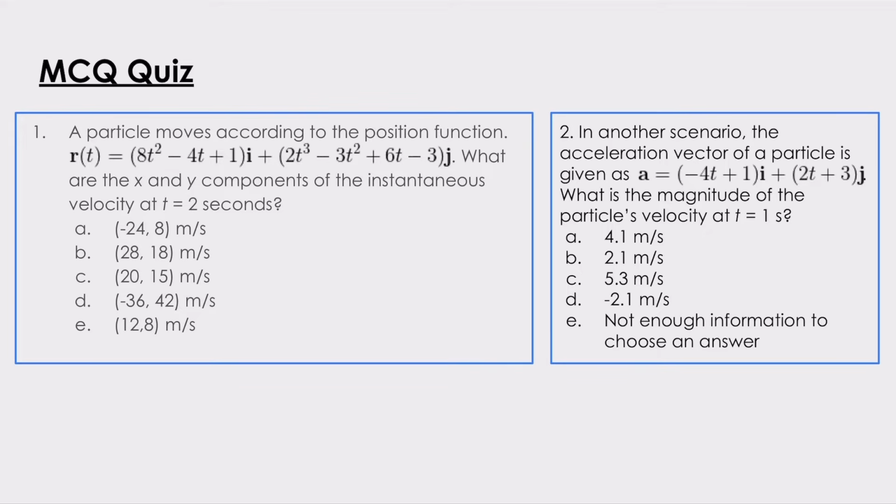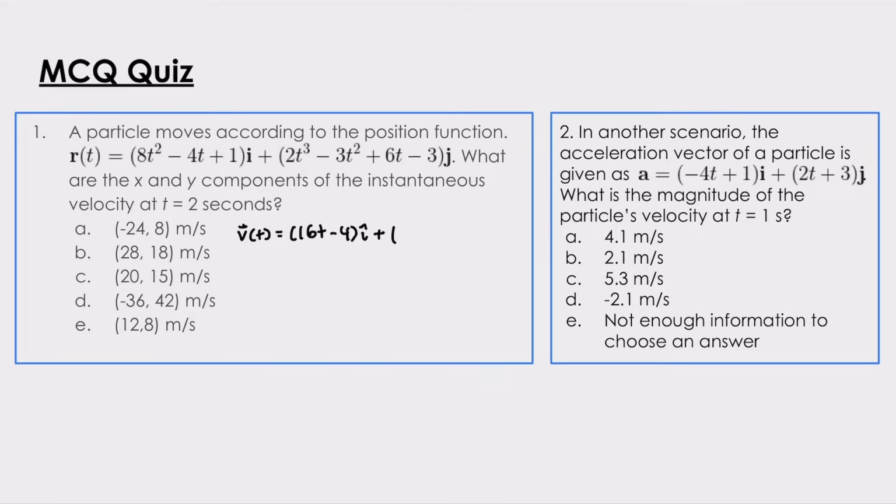So for question number 1, we are asked to find the x and y components of the instantaneous velocity. So we have the position function. So we need to differentiate each component to find the velocity vector. So this one is a little easier because it's just polynomial. So the derivative of 8t squared is 16t, derivative of negative 4t is negative 4 times I.